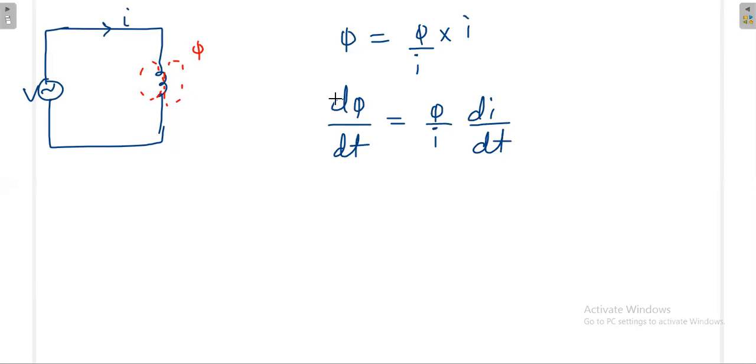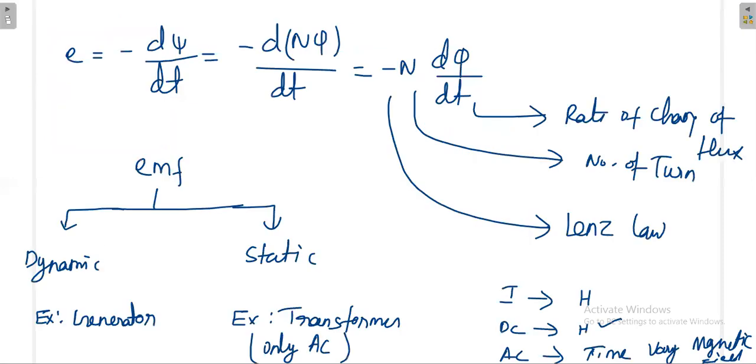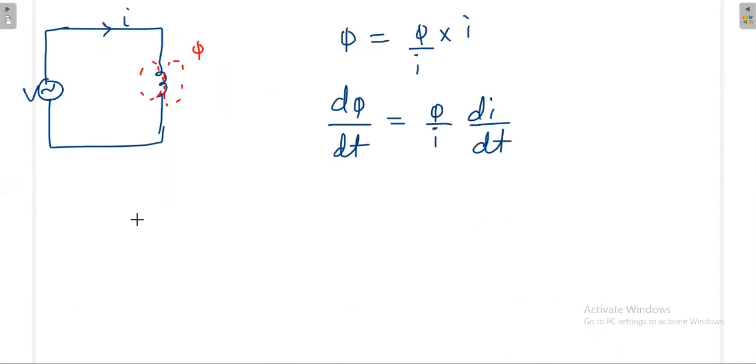If you change the current, then flux will change with respect to some constant. Then again, from Faraday's law of electromagnetic induction, the EMF induced is generally equal to minus n dφ/dt. So what is E? E is equal to minus n dφ/dt.